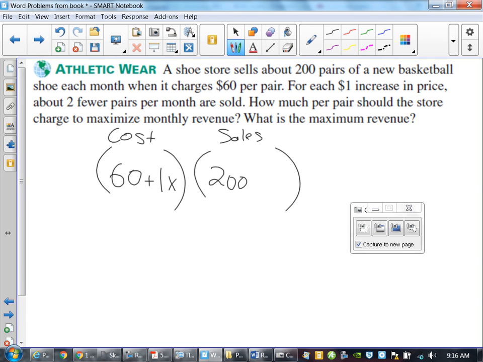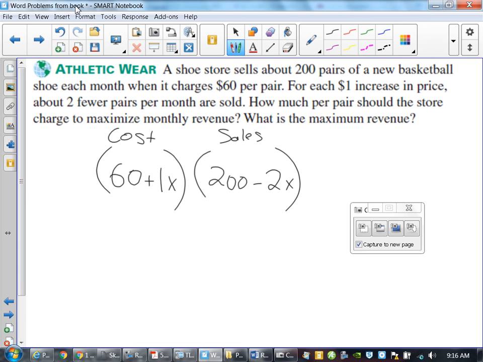For every $1 increase, I lose 2 pairs of shoes. Again, that value of X is just the multiplier. So if you increase the price tenfold, you decrease the sales tenfold. It's just balancing themselves out. So if I increase the price $10, I'd sell it for 70. Then I would be selling 20 fewer shoes. That's how those relate to one another.